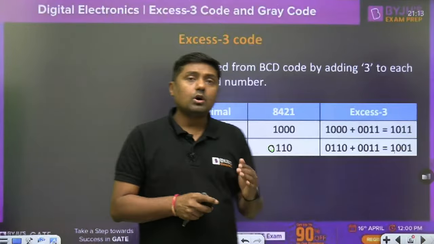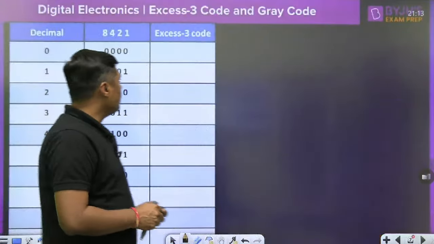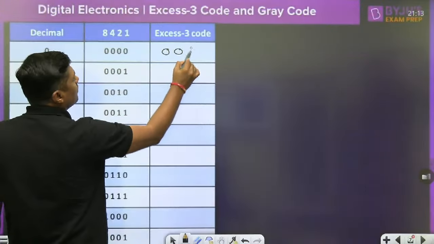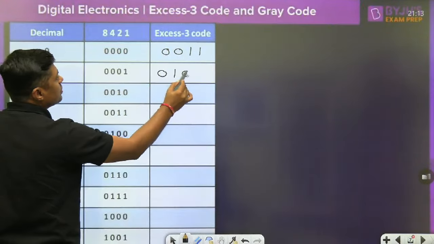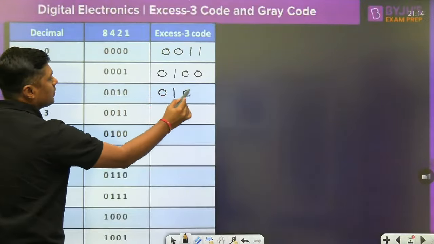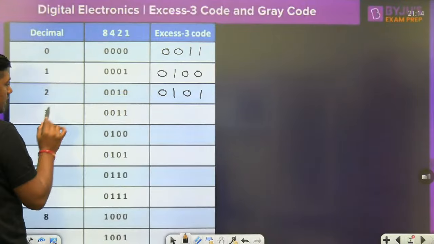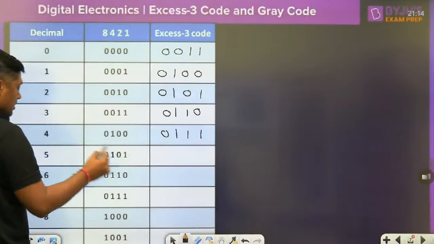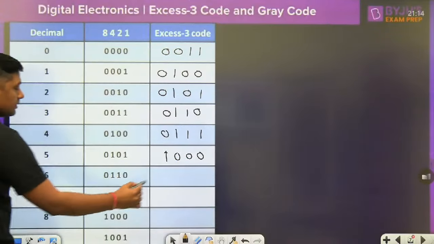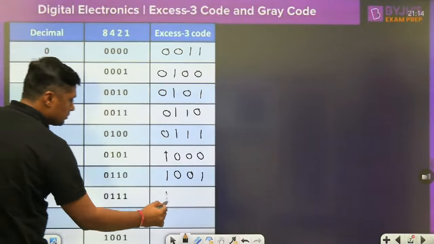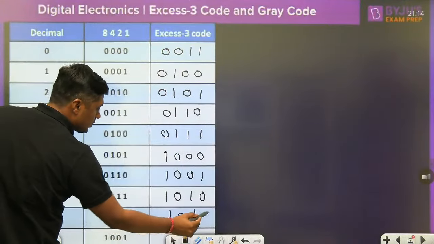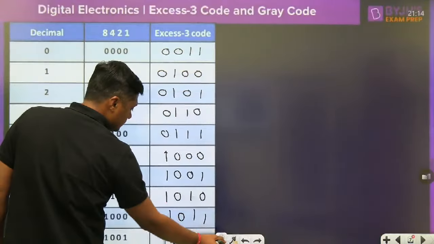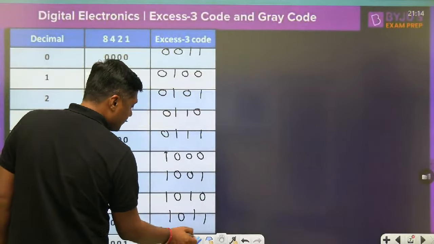Now, what is the meaning of self-complementary code? Very simple. This is the decimal and this is the BCD representation. What is the Excess-3? Add 3: 0011. 1, add 3, it will become 0100. Add 3, it will become 0101, that is 5. Excess-3 code for 2 is 5. Add 3, it will become 6. Add 3, it will become 7, then 8, 9, 10, 11 and then 12. What is the 12? Give me 1 minute.